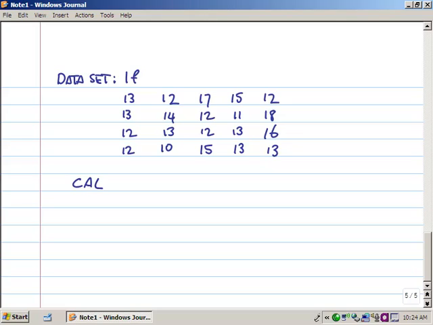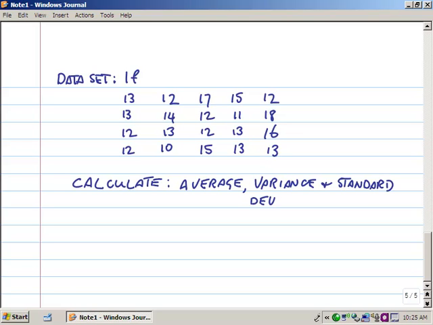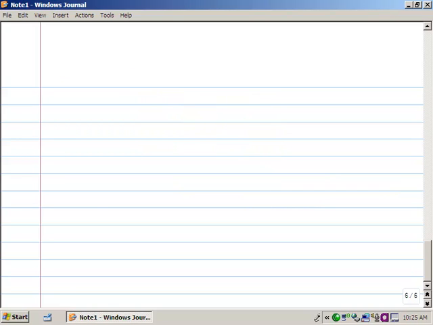Alright, so what we're going to do here, and again, hopefully you will pause the movie to try these yourself, is calculate the average, variance, and standard deviation. This is a good spot to pause it. Now we'll continue with the answer.